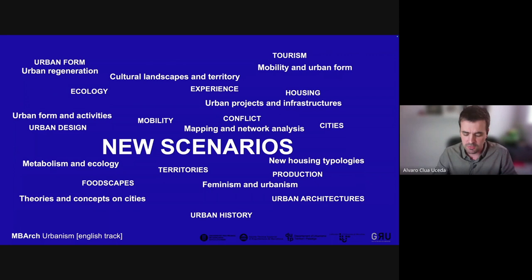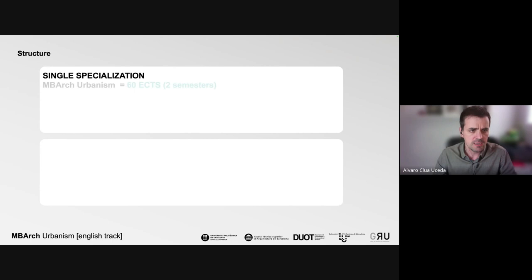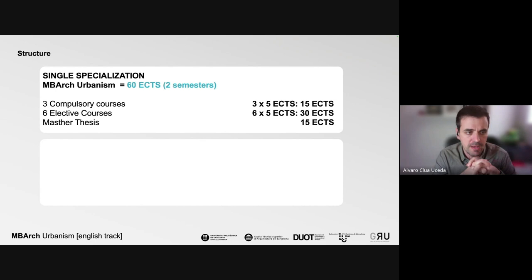So how do we organize the master? You have two different ways of doing this master. The most common one is this first one, where you just choose master in urbanism, English track, and then you have 60 credits developed in two semesters starting in September. And then you have three compulsory courses, and then you have six elective courses, and then you have a master's thesis. This is the most common way of doing the master, and is the one that we normally discuss with the students, okay?